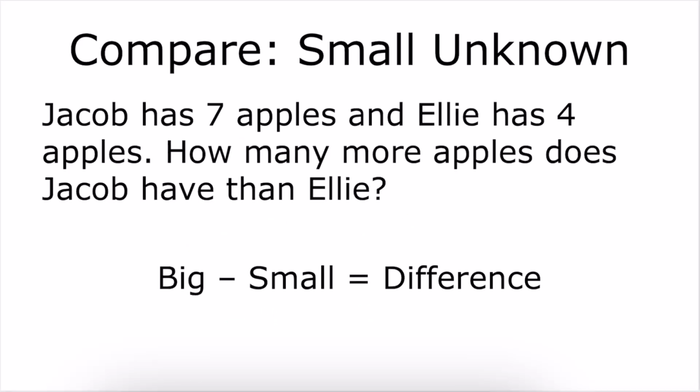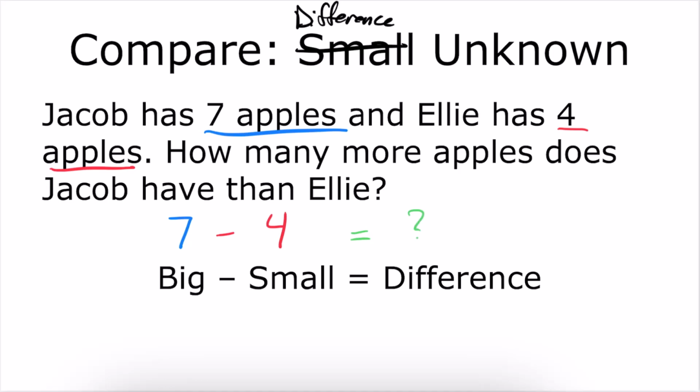And then the last type of problem is one where the difference is unknown. And actually, this is a typo. This should say difference. And so in a compare problem where the difference is unknown, we could have an example where Jacob has 7 apples and Ellie has 4 apples. And we want to know how many more apples Jacob has than Ellie. In this case, Jacob's value is the large value that we're comparing, Ellie's value is the small value that we're comparing, and the difference between them is what we're looking for. And so that's how you would do a comparing problem where the difference is unknown.